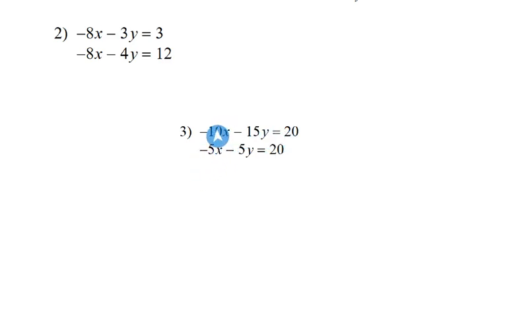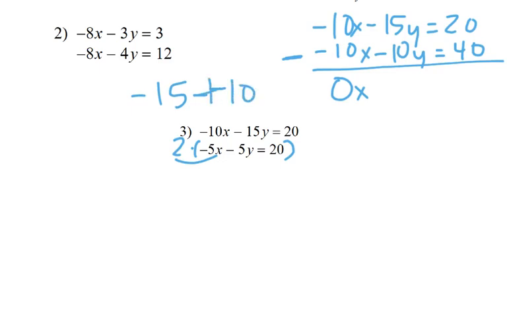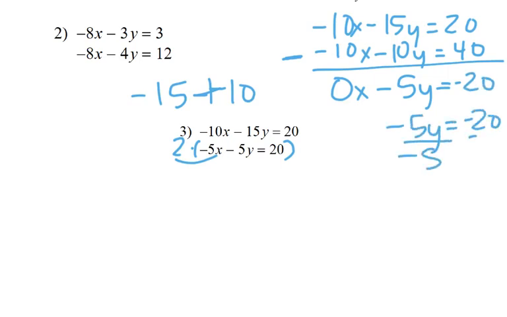Well, a negative 5 can become a negative 10 if we double it, or a negative 5 can become a negative 15 if we triple it. So we'll just double, because smaller number. So I've got negative 10x minus 15y equals 20. Double the other one to be negative 10x minus 10y equals 40. So negative and a negative, so I'm going to subtract again. So that's 0x. Negative 15 minus a negative 10 becomes a negative 5y. 20 minus 40, negative 20. So negative 5y equals negative 20, divided by negative 5, and we get y equals a positive 4.